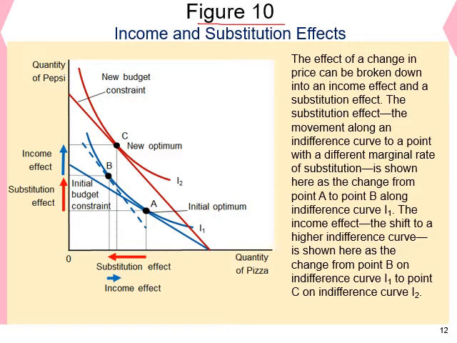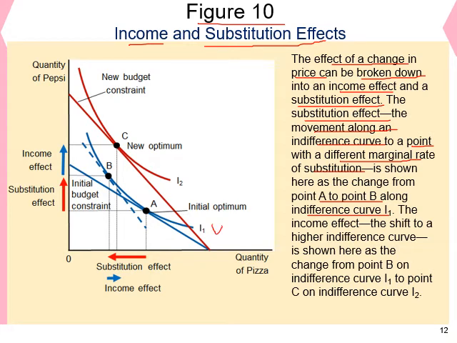Figure 10 summarizes the income and substitution effects. We can see that the effect of a change in the price can be broken down into the income effect and the substitution effect. The substitution effect is a movement along the indifference curve to a point with a different marginal rate of substitution, as shown by the change from point A to point B along indifference curve I1.